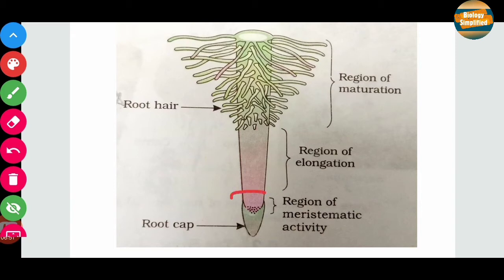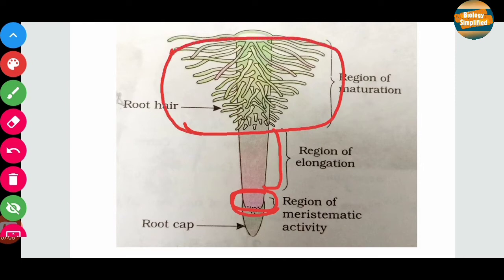Second is the region of meristematic activity. Then there is the region of elongation, and further above that is the region of maturation. So we'll see all these regions one by one: what are their functions and what type of cells are present in these regions.